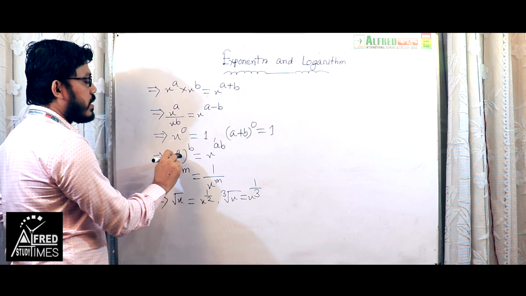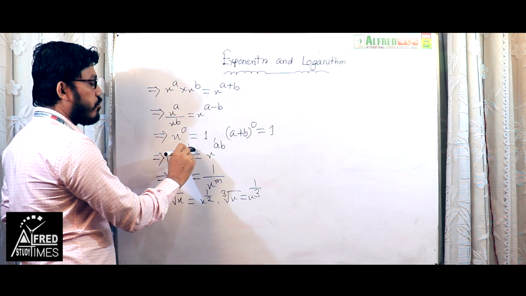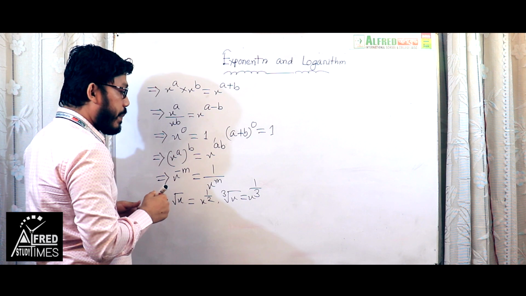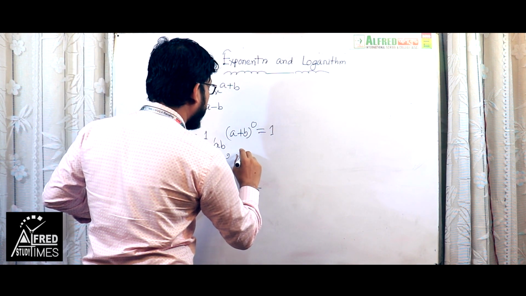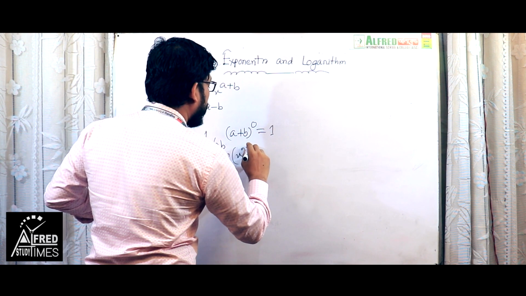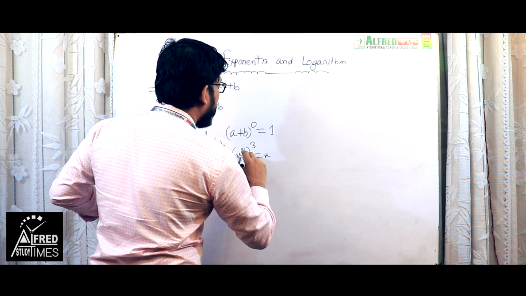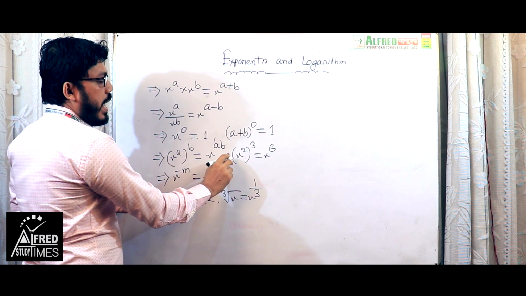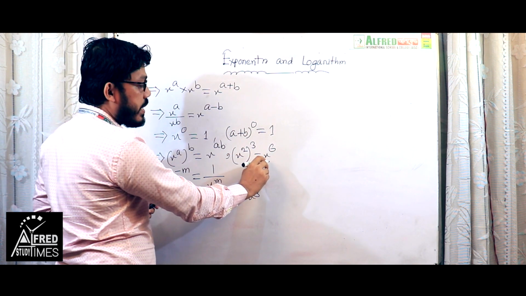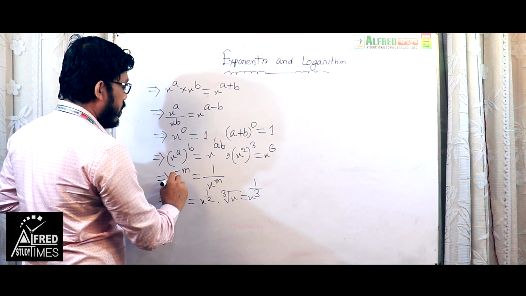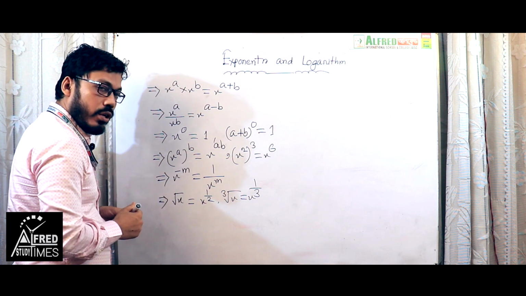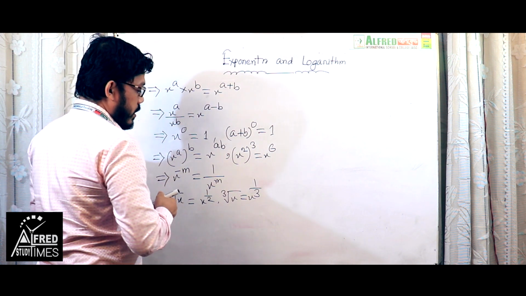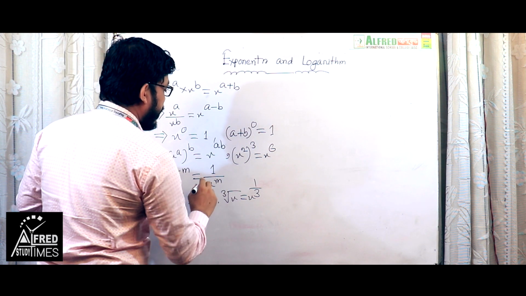Suppose x is a base with power a and whole power b, so you have to multiply power a and b, which equals x power ab. Similarly, if you get x square with whole cube, you need to multiply power 2 and power 3. So x square whole cube equals x power 6. x power minus m: to remove the minus from the power m, you have to express it as 1 divide x power m.